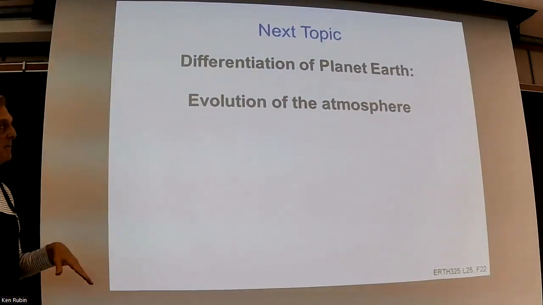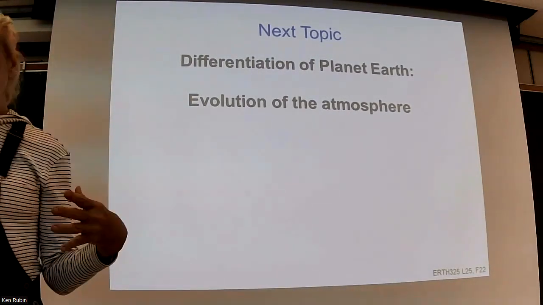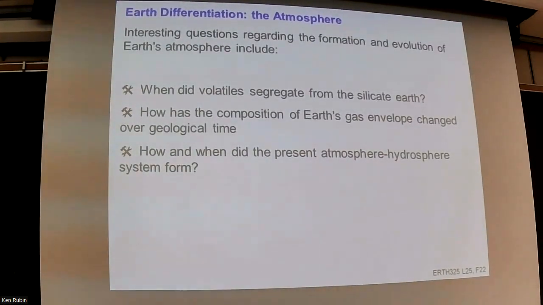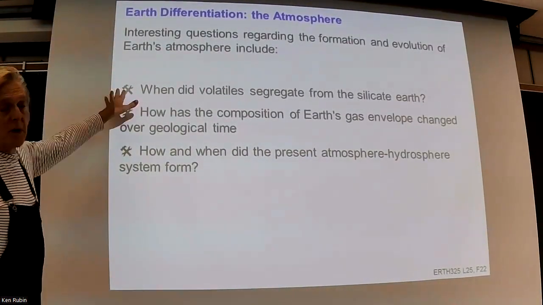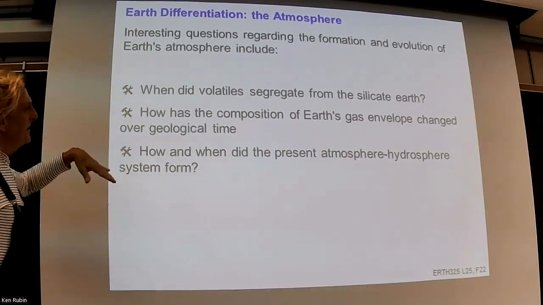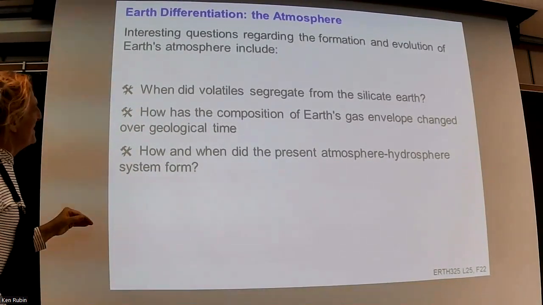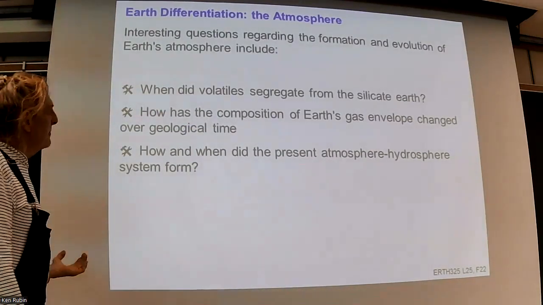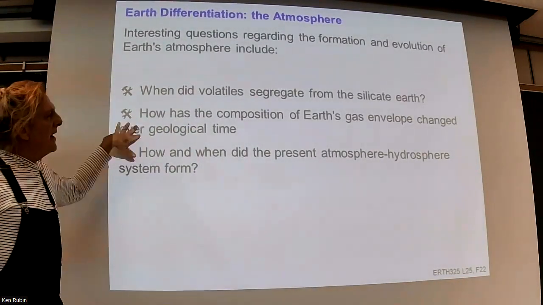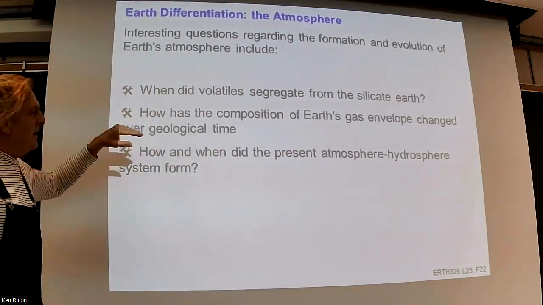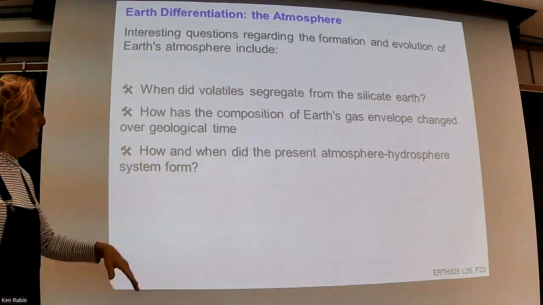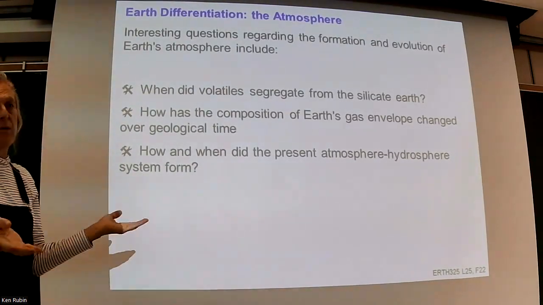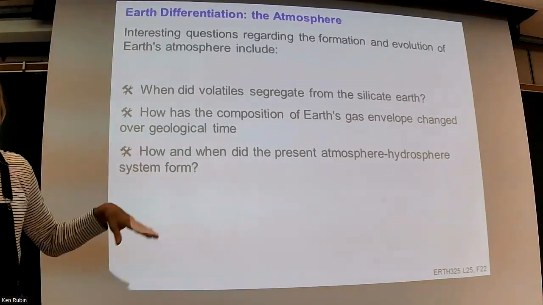rest of the time now talking about the evolution of the atmosphere and how that corresponds with the formation of crust. So we kind of have these various questions, you know, hopefully, if you're interested in your sciences, you have these questions. When did the volatiles come out of the silicate earth? When did we start to make an atmosphere? How has the atmosphere changed over time? And how and when did our present system with an atmosphere and a hydrosphere and a hydrologic cycle and all that business, when did it form? And so these are questions that we can ask.